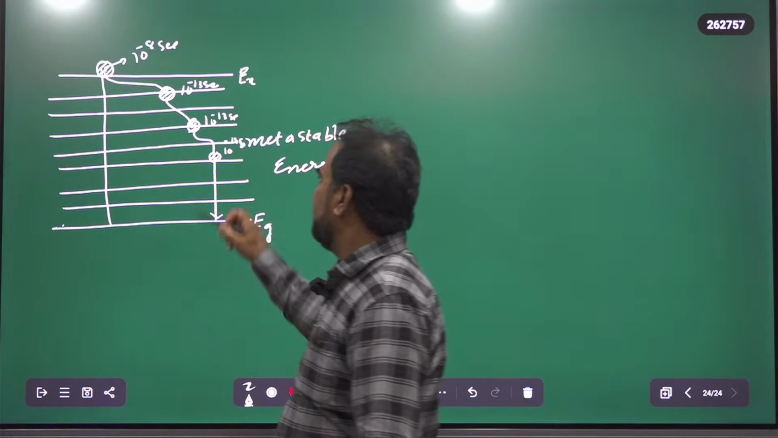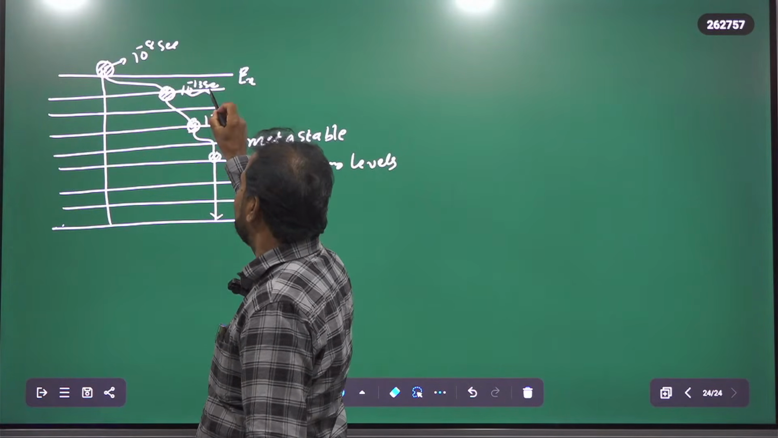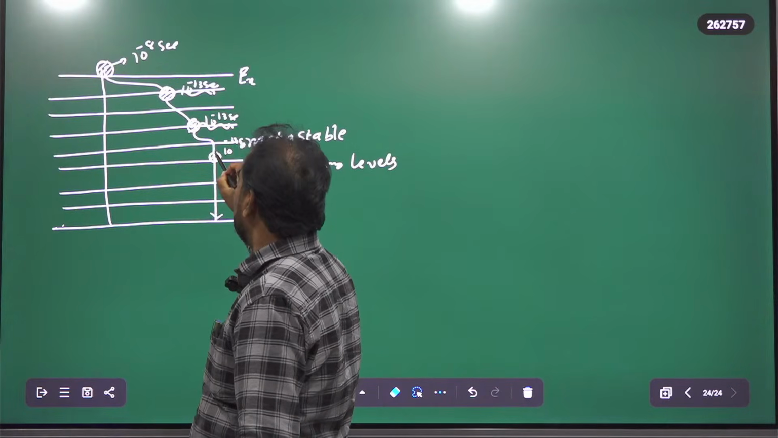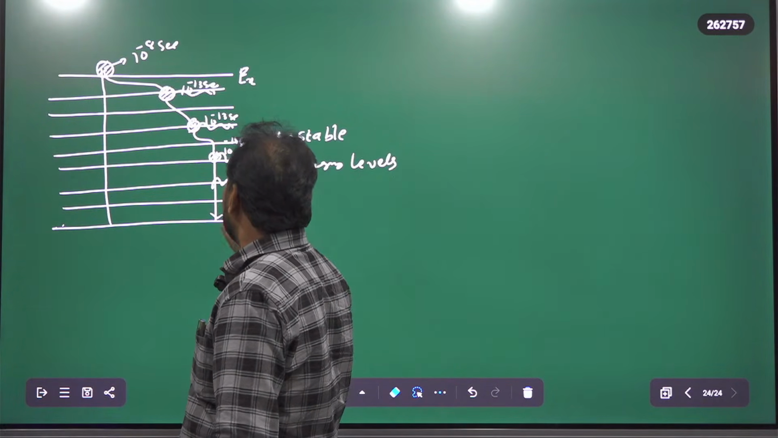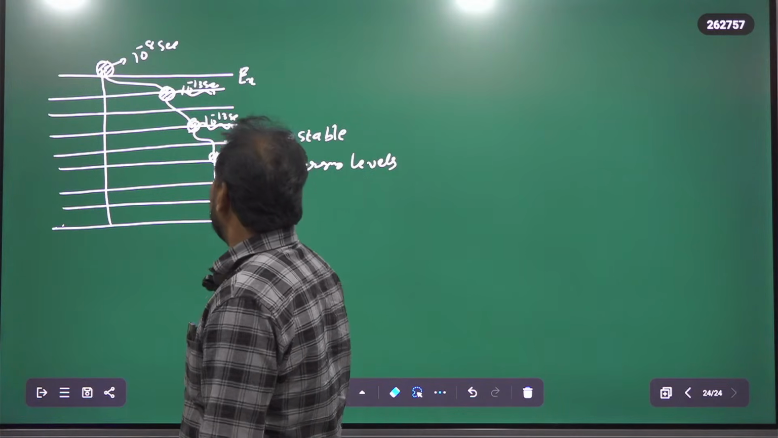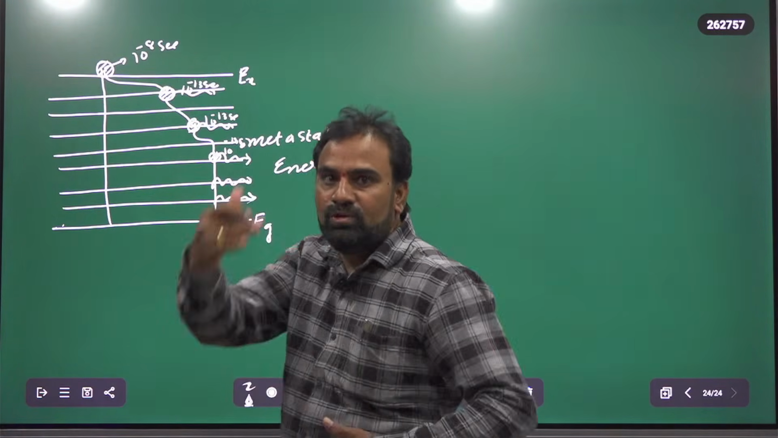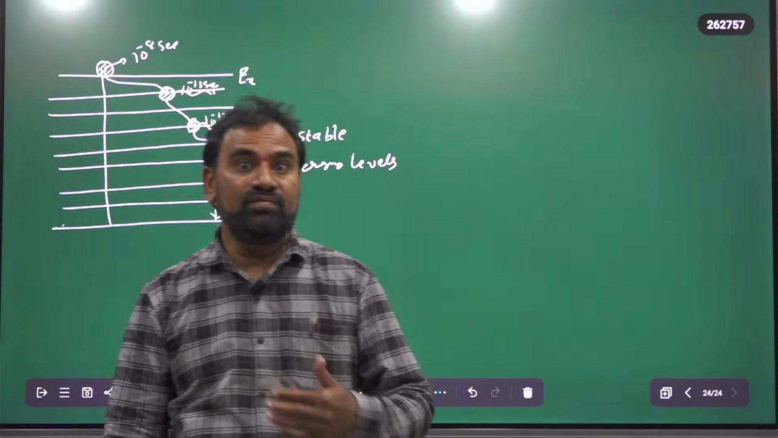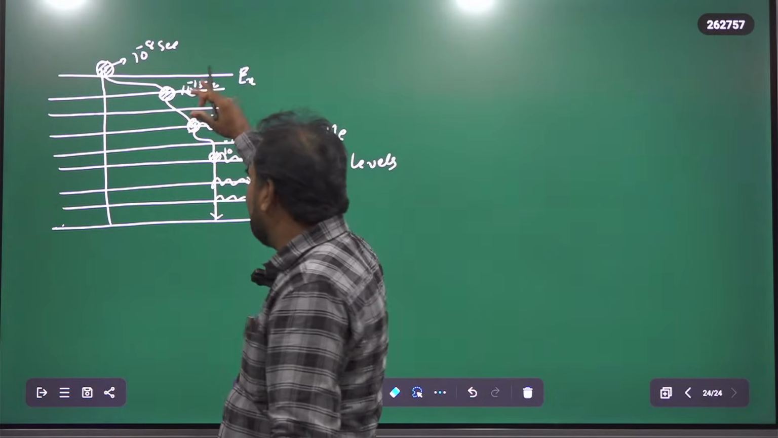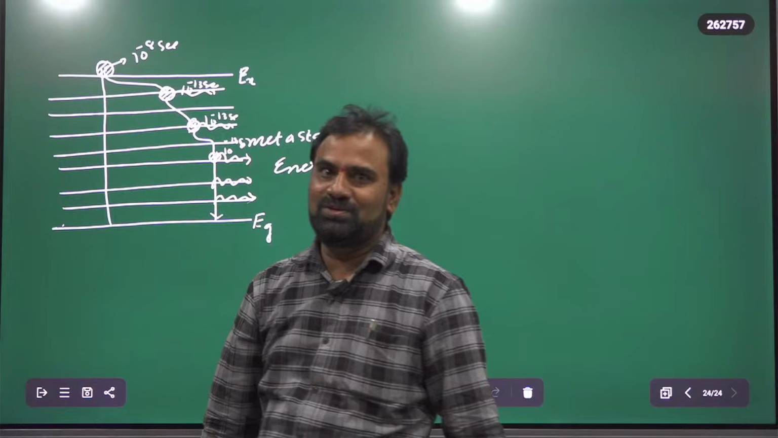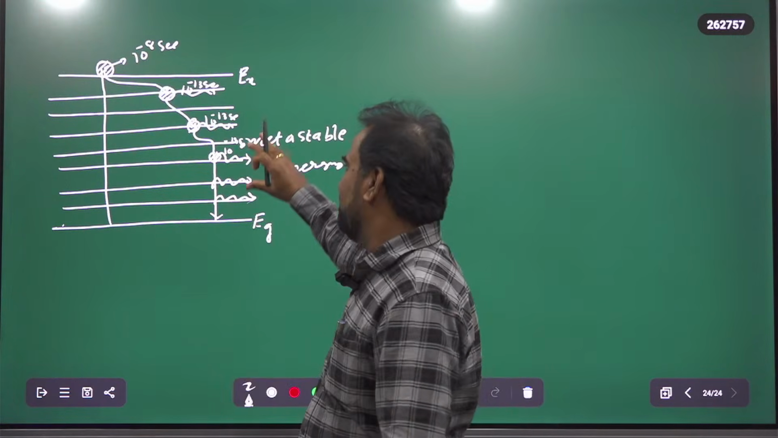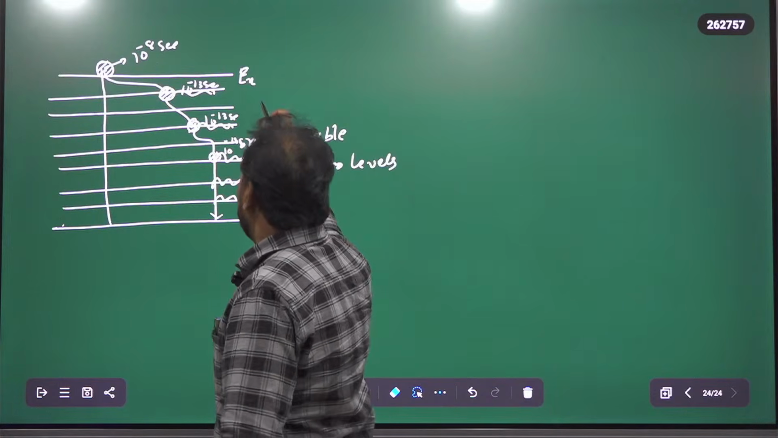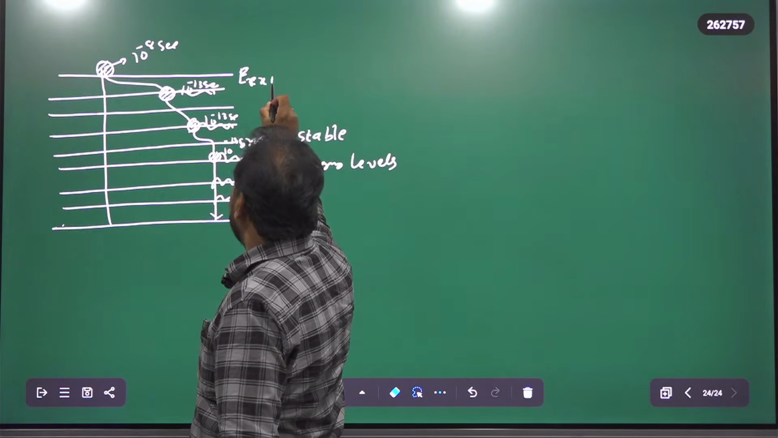In this case, some amount of energy is released here, and here, and here. In each metastable state, it releases some amount of energy, which appears in the form of photons. So for the total energy, these individual metastable energy levels should not be considered. Actually, we should consider the metastable energy levels between the ground state energy level and the excited energy level.